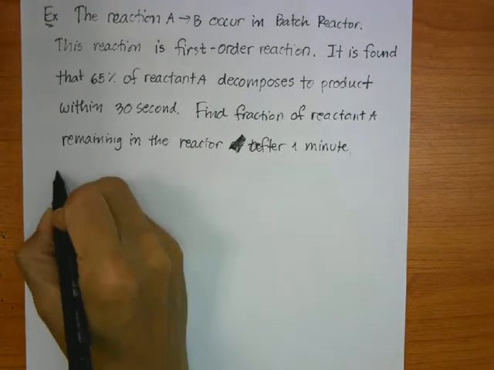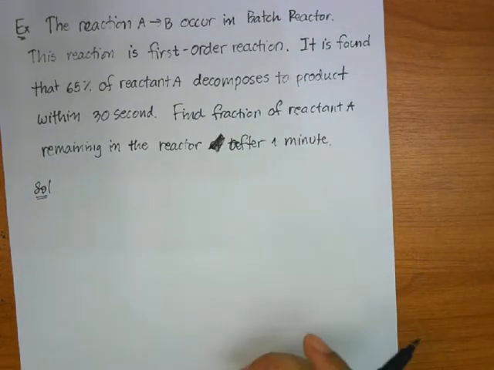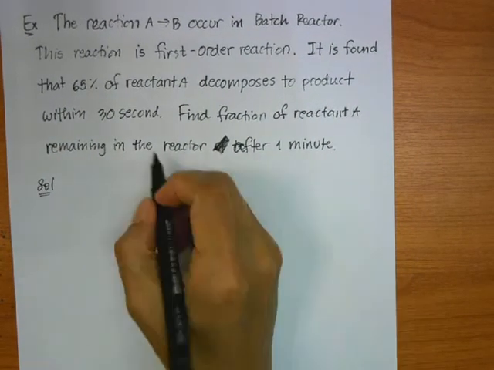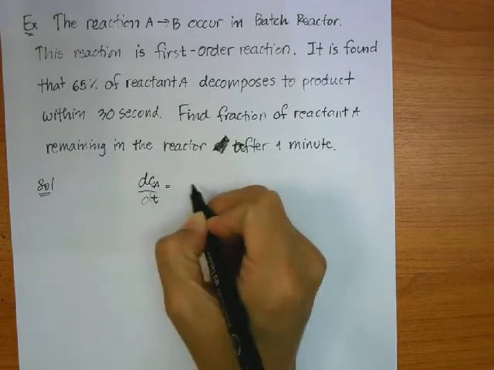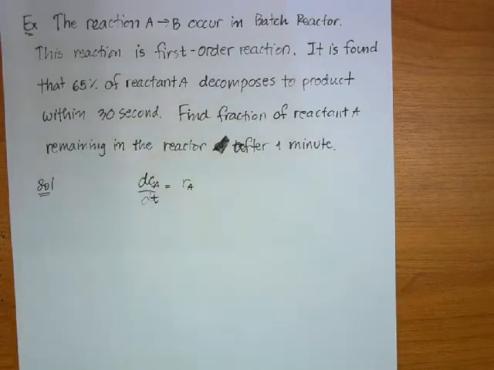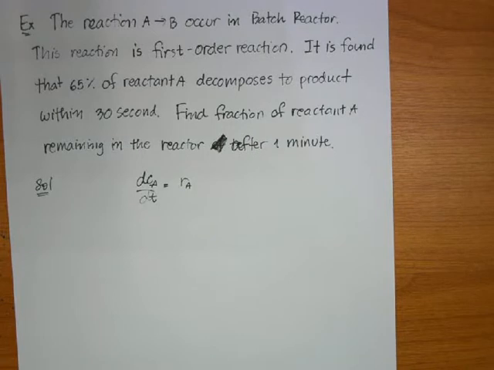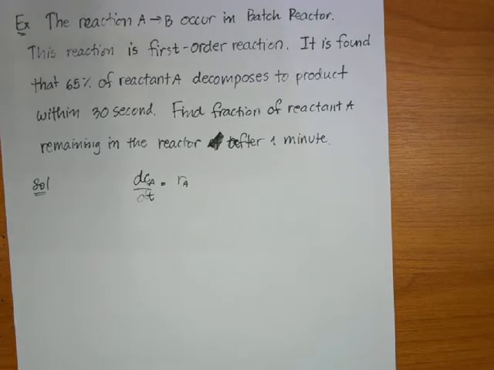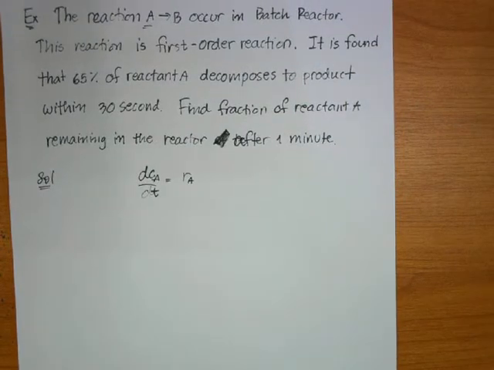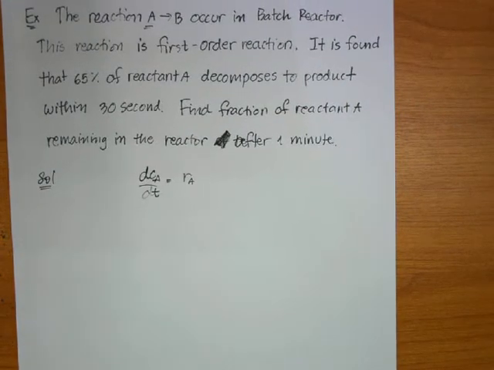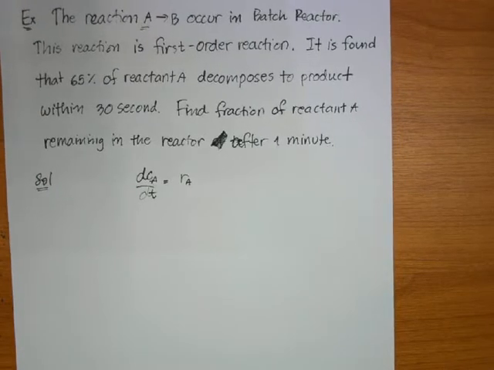In the batch reactor we have the design equation, which says that dCA by dt is equal to RA. RA is the reaction rate, and we know that A is a reactant, so as time passes, A reacts to become B.